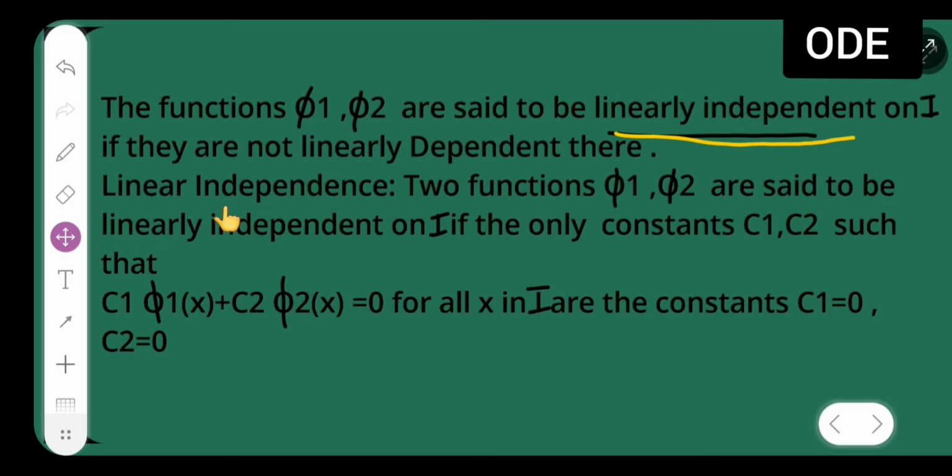So take the actual definition over here. Linear independence: two functions phi1, phi2 are said to be linearly independent on I if the only constants c1, c2 such that c1 into phi1 of x plus c2 into phi2 of x is equal to 0 for all x in I are c1 equal to 0 and c2 equal to 0. For linear independence, both constants will be equal to 0, right? Now let me prove one important result.